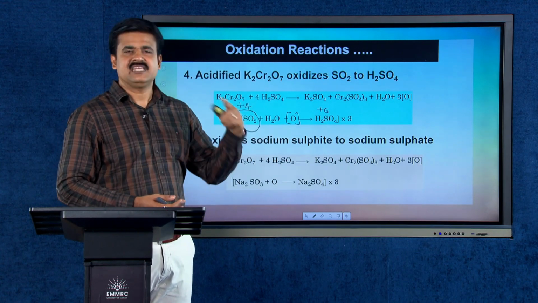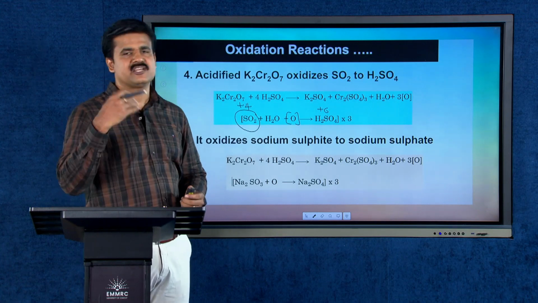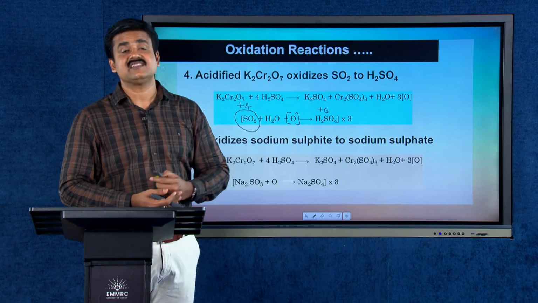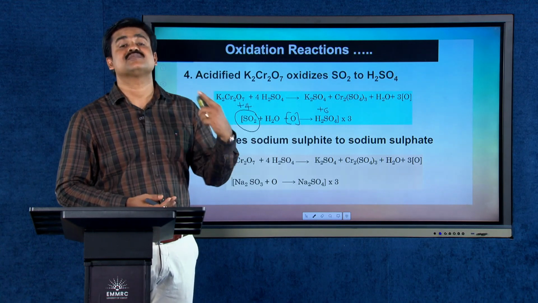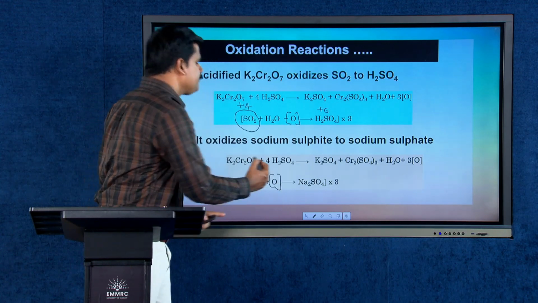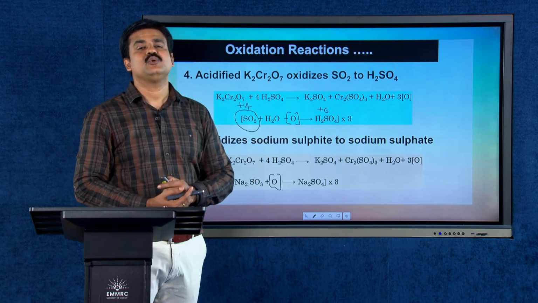And in that equation, it is clear that 3 nascent oxygen atoms are liberated by utilizing that oxygen. It is also possible to oxidize Na2SO3, that is sodium sulfite, to sodium sulfate. Na2SO3 plus this nascent oxygen converts Na2SO3 to Na2SO4.